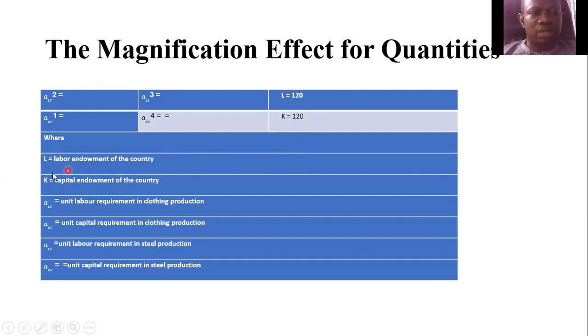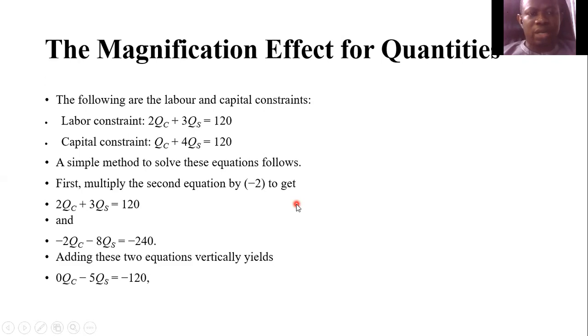L in this context represents labor endowment of the country, K capital endowment of the country, ALC the unit labor requirement in clothing production, AKC the unit capital requirement in clothing production, ALX the unit labor requirement in steel production, and AKX the unit capital requirement in steel production. And the two constraints can be represented thus.